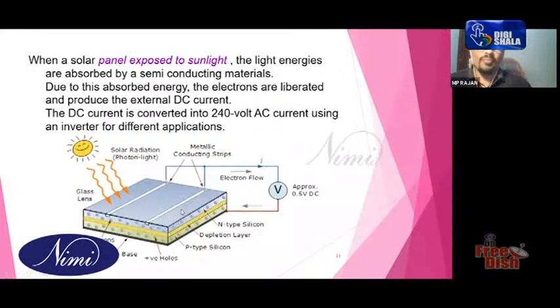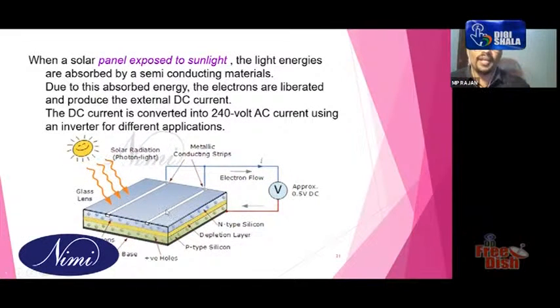Okay, so we all know a semiconductor is not a good conductor. Whatever electrons are present on the top, on the surface, cannot easily flow through the semiconductor. That is why we use metallic conductors. This is called metallic fingers. Sometimes they are called metallic fingers.